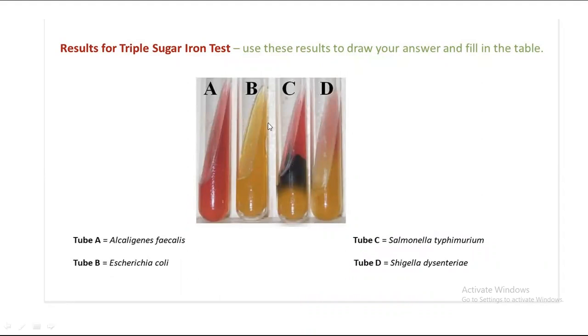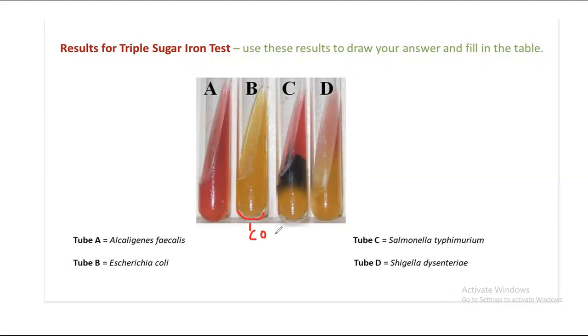Now if we are having four tubes, tube A contains Alkaligenes species. It has not performed any such type of fermentation, so the entire test tube is red in color. There is no fermentation, no gas production, and no H2S production. And if we look here at tube B, it is E. coli. E. coli can ferment dextrose, sucrose, and lactose, so the whole test tube is in a yellow color. And just look here, here is the CO2 production.